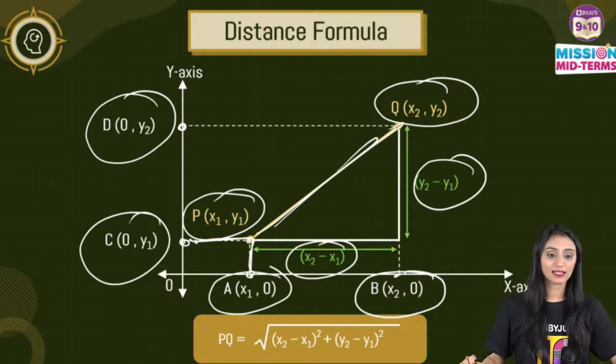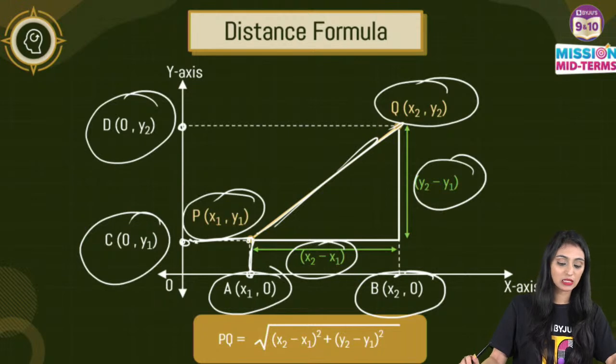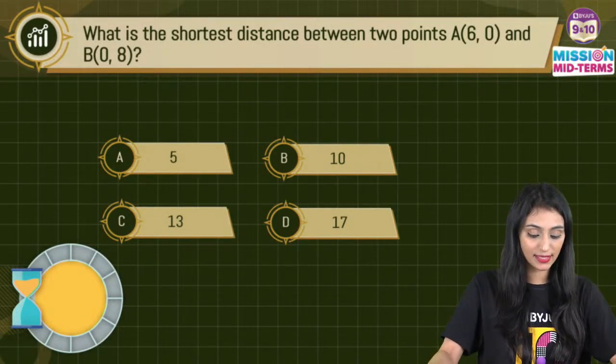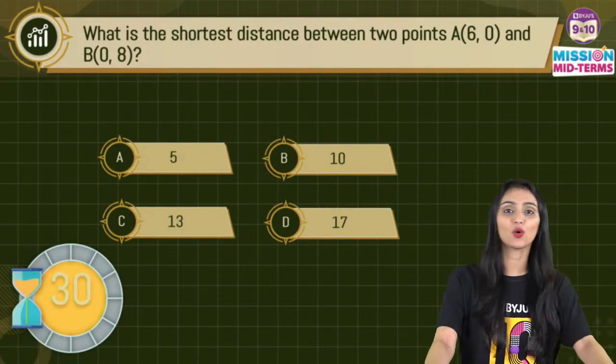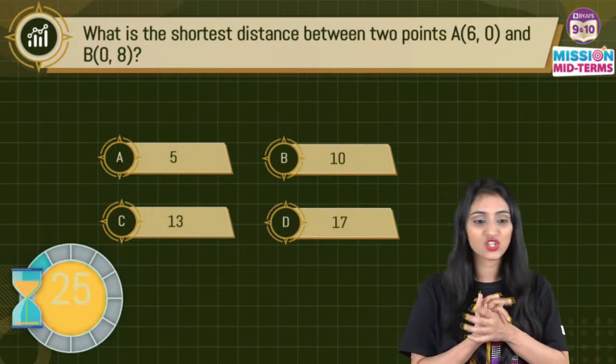So that's how this formula is derived. Now the answer for the previous one, we will be discussing that. Before that, I have a question for you. First, let's try this out. What is the shortest distance between 2 points A 6, 0 and B 0, 8? You have 30 seconds to answer this quickly, everyone. I want answers from each one of you in the chat.